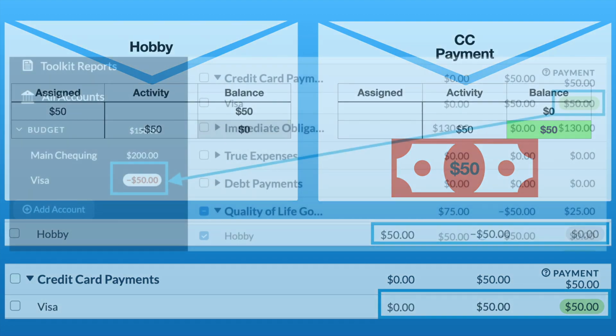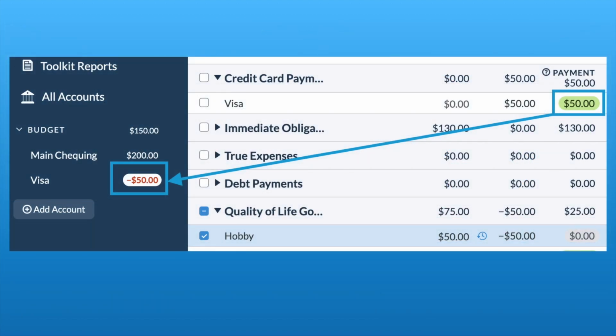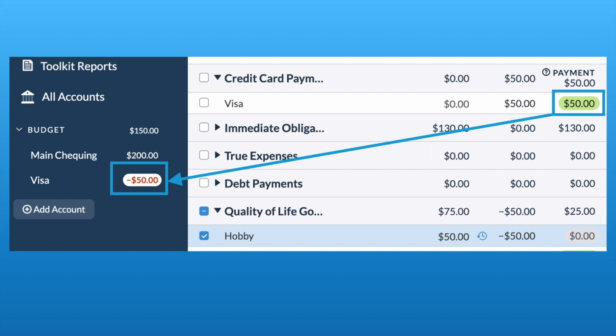And then if we come out and look at our budget screen, we can see that our credit card has $50 to pay it, and our credit card account, our Visa, has minus $50. So we owe the credit card company $50, and we have $50 set aside. When we always talk about those being equal but opposite, that's what we're talking about. And as well, you can see that the hobby is reflecting we had $50, we spent $50, we have nothing left in that category.